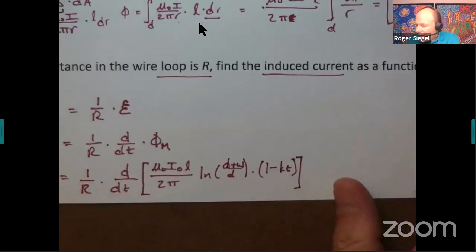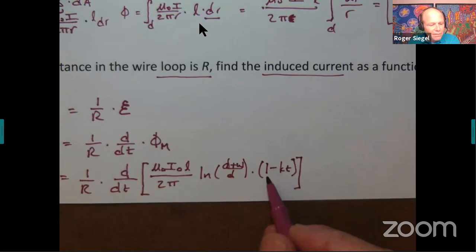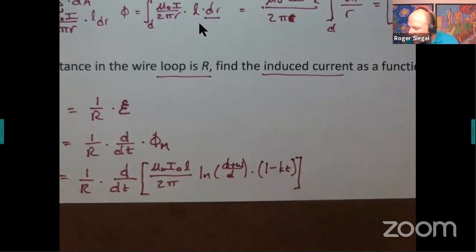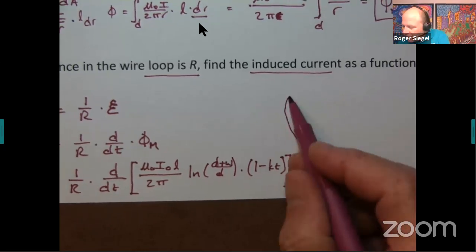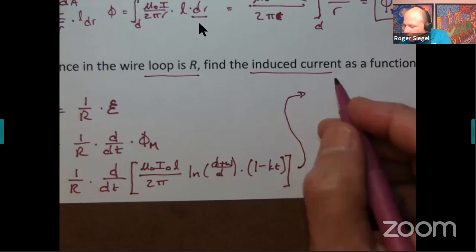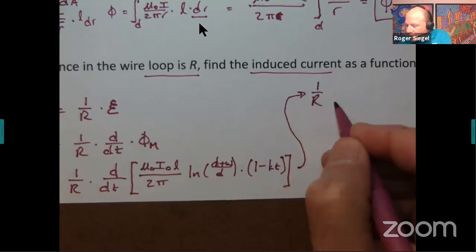Now, that is the flux that we just found. All right, I just rewrote it. And so at this point, what we want to do is take the derivative of that, okay? And so I'm going to go ahead and write this up here, and I'm going to say 1 over R, the derivative of this.